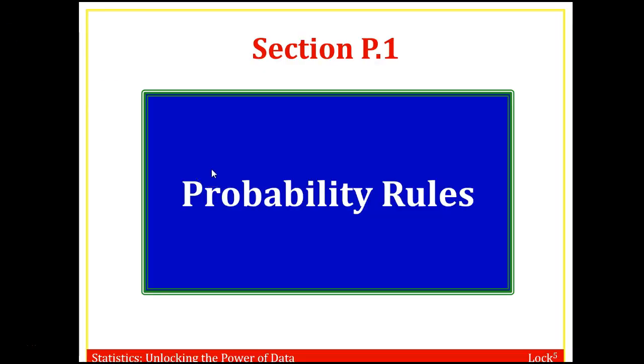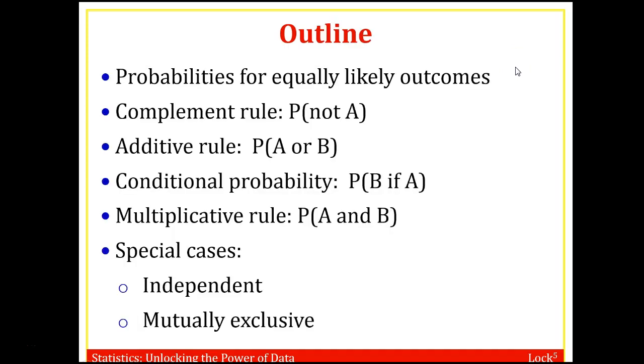Hello, welcome. In this set of videos, we're going to go over section P.1, the probability section at the end of the chapter. In these videos, we're going to go over the probabilities for equally likely outcomes. We're going to look at the complement rule, which we would read as the probability that not event A happens, or the probability that event A does not happen.